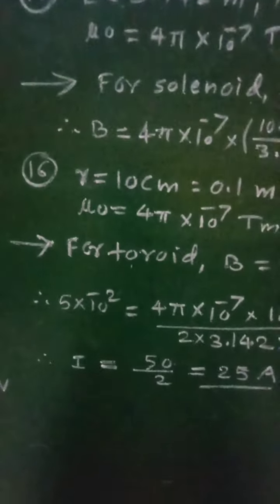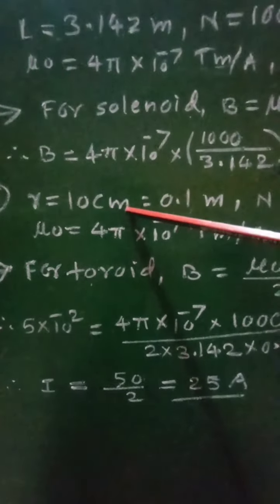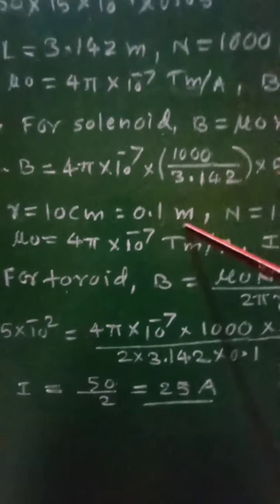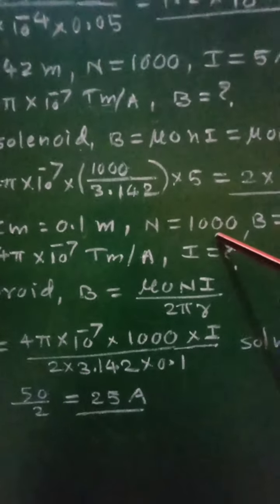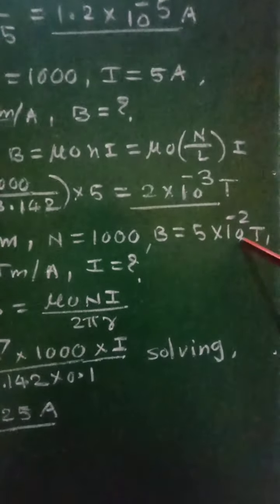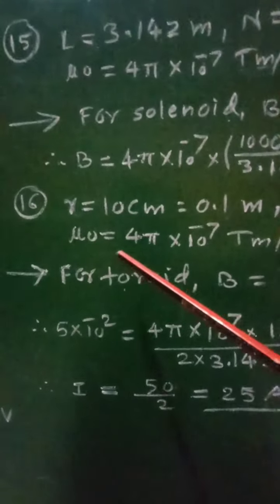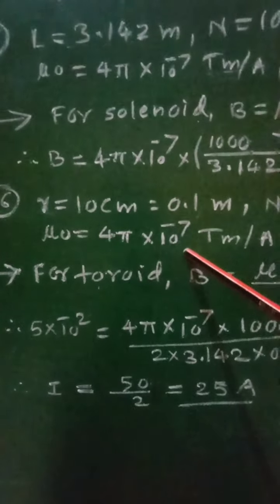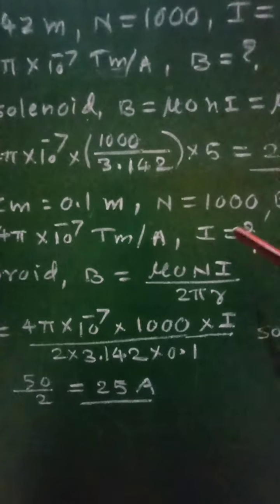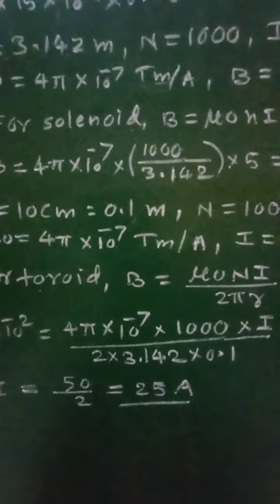And therefore, for this numerical, given data is radius R is equal to 10 centimeter, that is equal to 0.1 meter. Then number of turns N equal to 1000. Magnetic field B equal to 5 into 10 raised to minus 2 Tesla. Then mu 0 equal to 4 pi into 10 raised to minus 7 Tesla meter per ampere, and we have to find out the value of current I, that is equal to question mark.